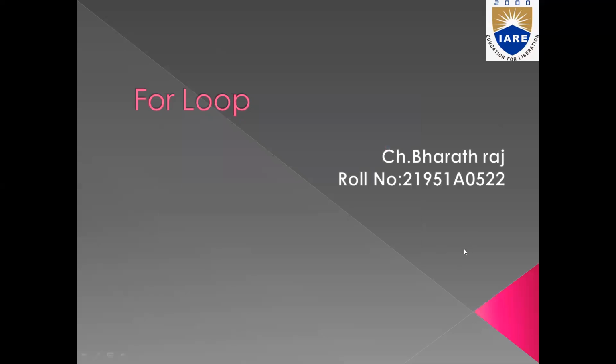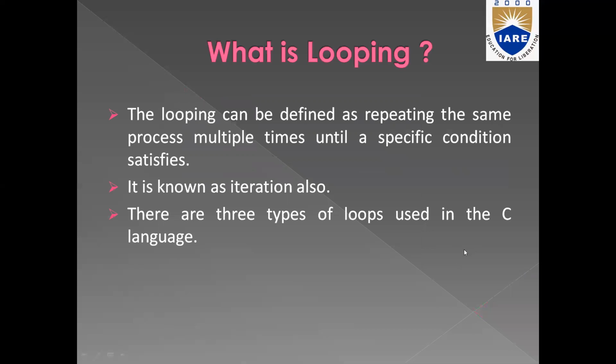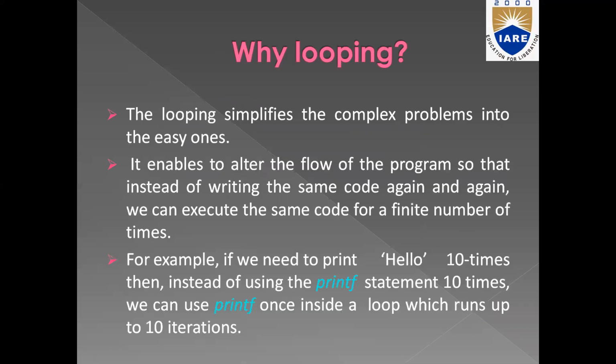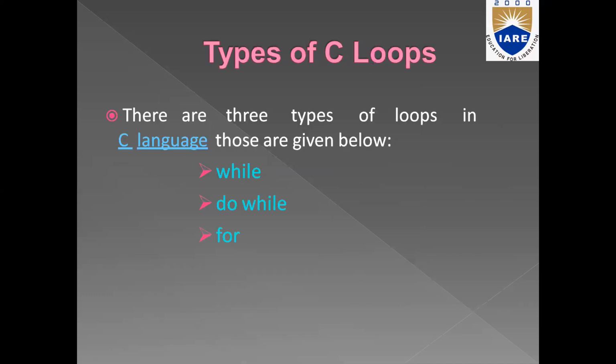We will see an overall summary. I will repeat once again what we just discussed in this PPT. What is looping? Looping is nothing but repeating the same process multiple times until a specific condition is satisfied. And why do we use looping? Looping reduces the code, gives reusability, and saves time. In C we have three types of looping: while, do while, and for. And we have nested loops also.